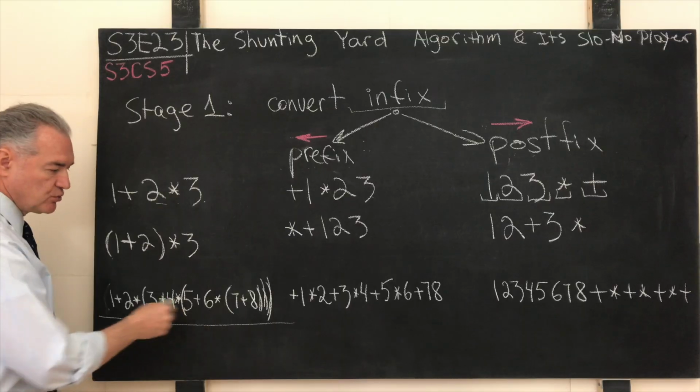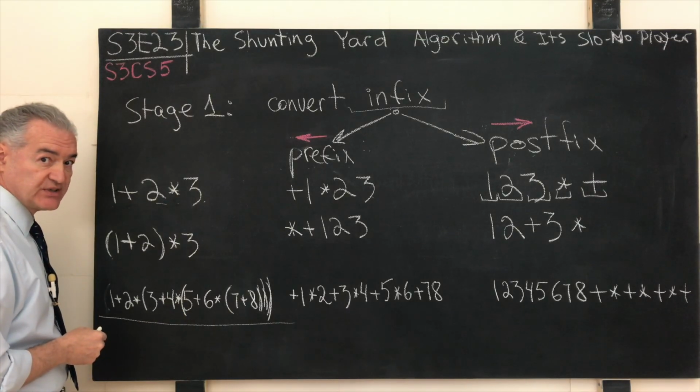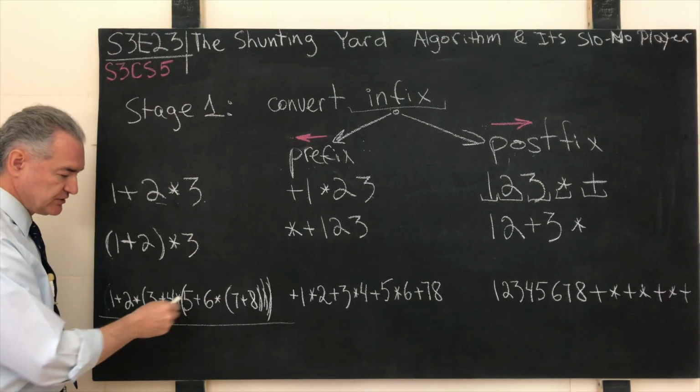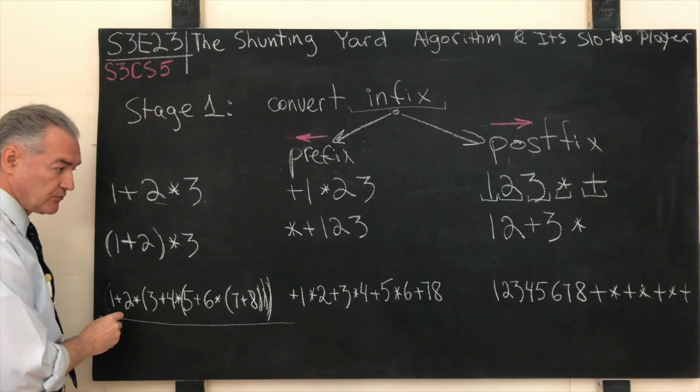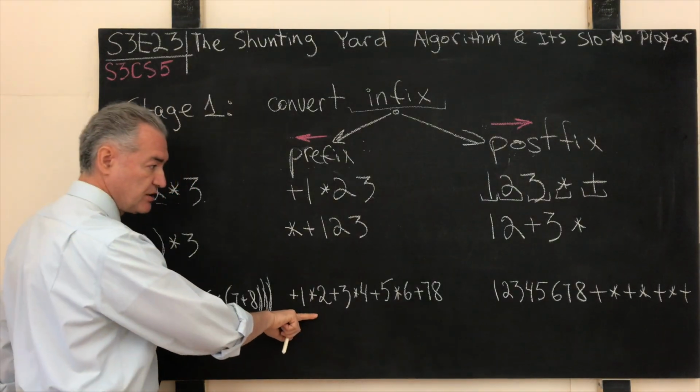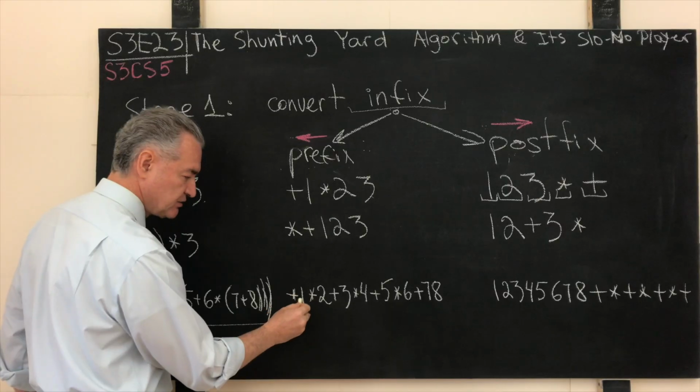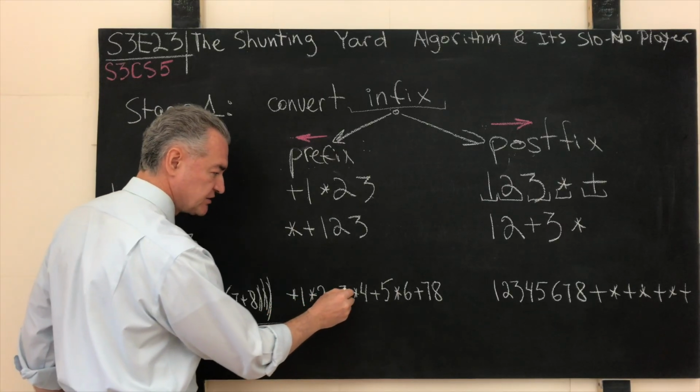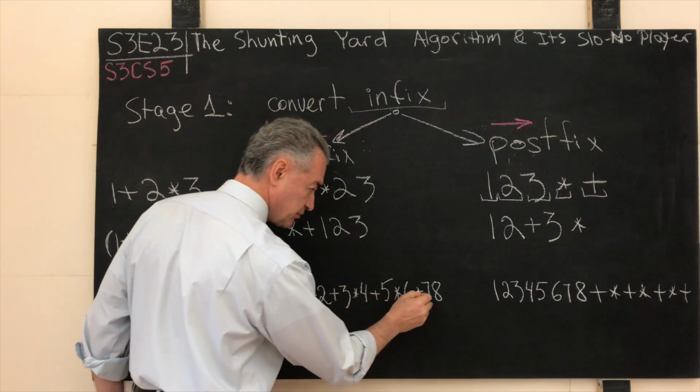So how do we obtain the prefix and the postfix forms of this material given in the infix form? Well, this will be the expression in the prefix form: plus 1 times 2 plus 3 times 4 plus 5 times 6 plus 7, 8.